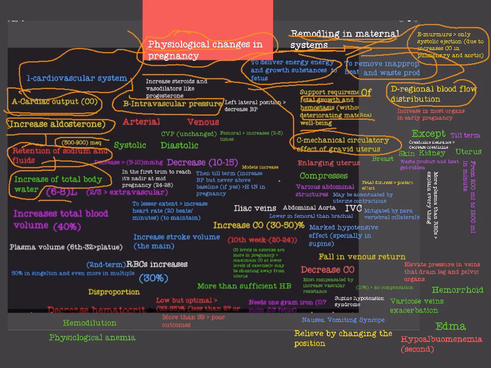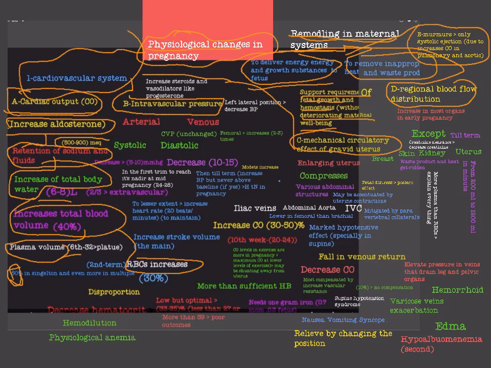So this increase in total body water will increase total blood volume by about 40%. The increase in total blood volume includes a plasma volume increase and an RBC increase. The plasma volume increase is about 50%, in the period between the 6th week and the 32nd week. At 32 weeks, we have a plateau. After 32 weeks, we have little or no increase in plasma volume.